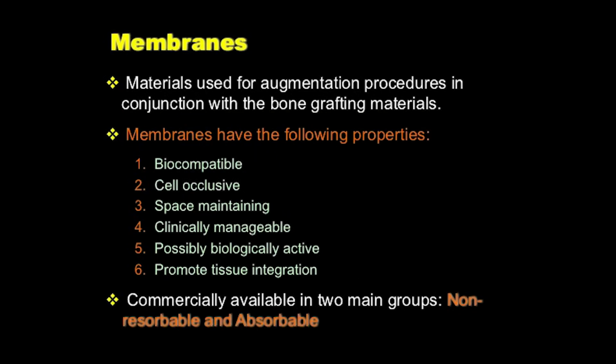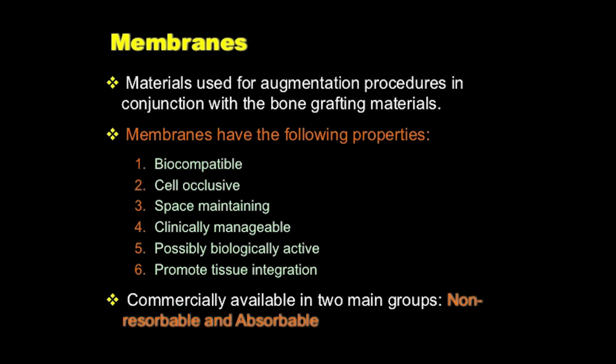Membrane. Of course, if we're talking about the bone graft material, we have to talk about the membranes, because you have to cover your grafting material with a membrane to prevent it from being lost or from granulation tissue formation at the site of augmentation. So the materials used for augmentation procedures in conjunction with the bone graft materials are called membranes.